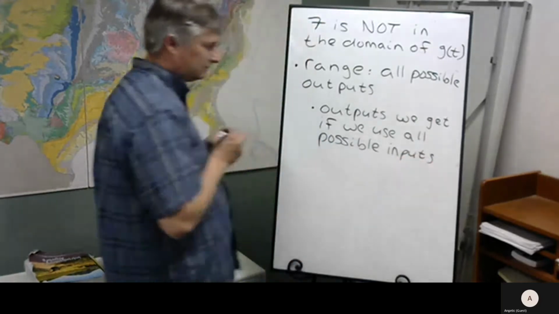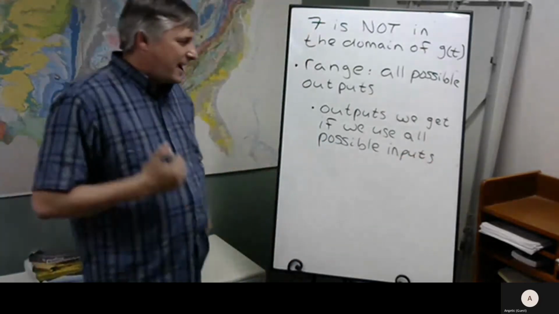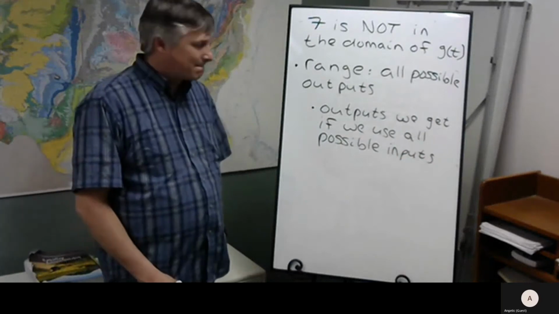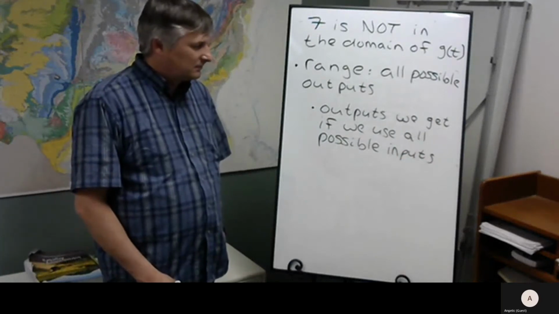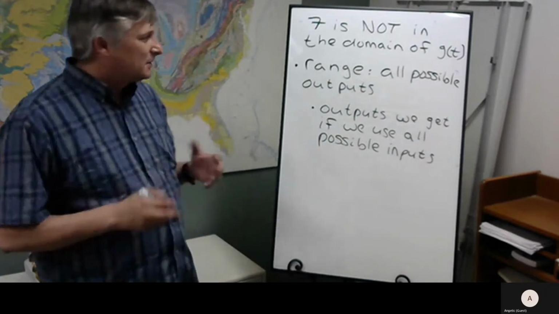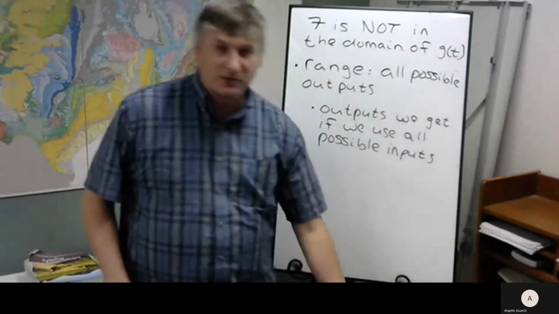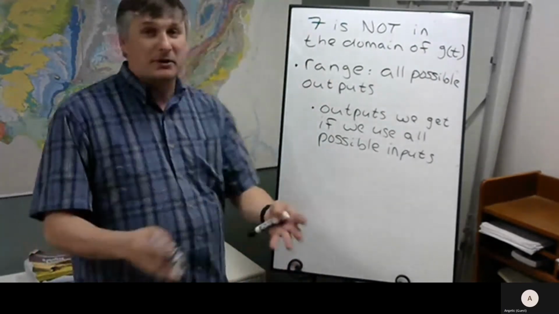So it's the outputs we get if we use all possible inputs. Let me do one example with domain and range, and then I'm going to do an example graphing a function, and then that's going to be it for today because we're going a little long.